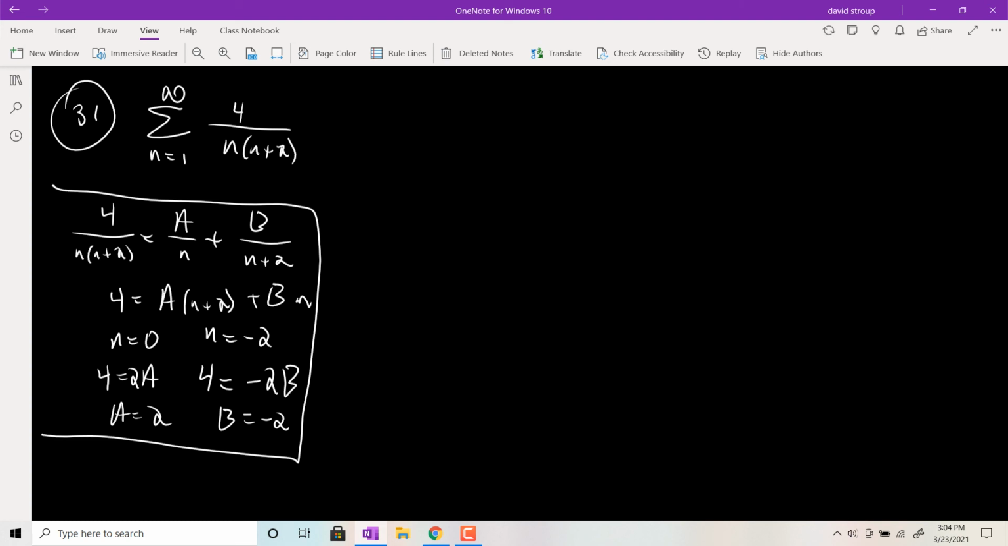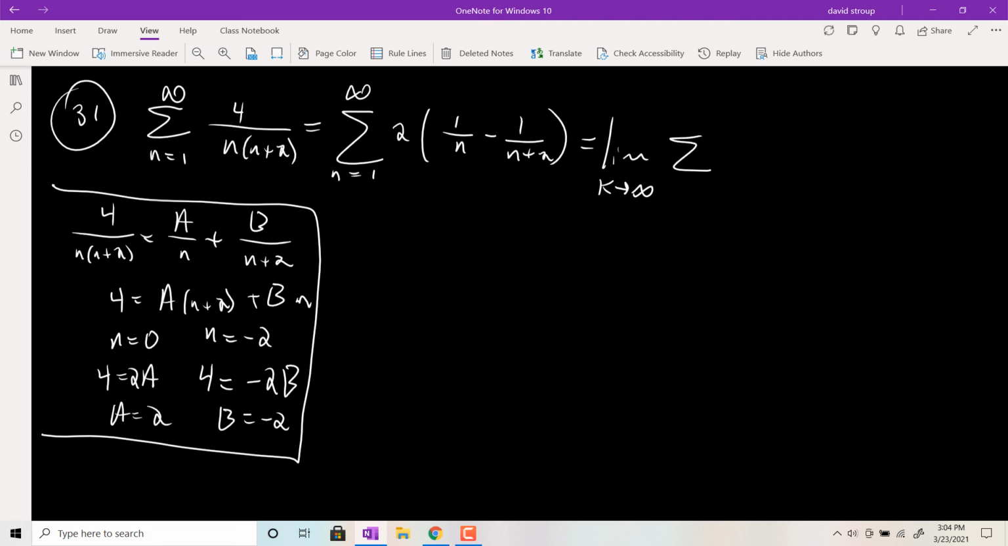And then we can go ahead and rewrite this expression. I'm going to factor out the 2, right? So I'll have 2 times 1 all over n minus 1 all over n plus 2. Then I'm going to rewrite it as a limit. You can always rewrite an infinite sum as the limit, and we'll use the letter k. The limit as k goes to infinity of the sum from n equals 1 to k of 2 times 1 over n minus 1 over n plus 2. Then we're going to expand this thing and look for a nice cancellation.